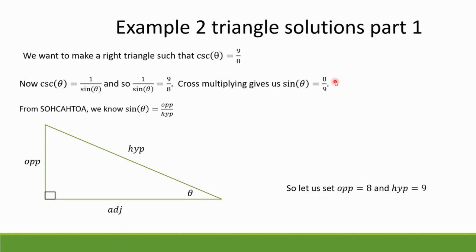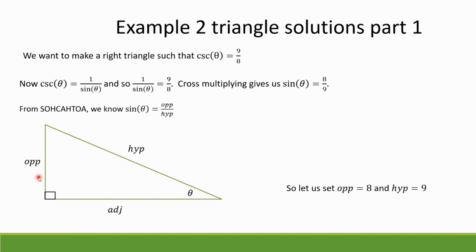That's a little bit easier because now we can use SOHCAHTOA. Sine of theta, as we know from SOHCAHTOA, is opposite over hypotenuse. So this is what our triangle will look like. Here I put the angle theta, and here's our 90-degree angle. The hypotenuse is always opposite the 90-degree angle. The side next to theta is the adjacent side, and the opposite side is the side opposite theta.